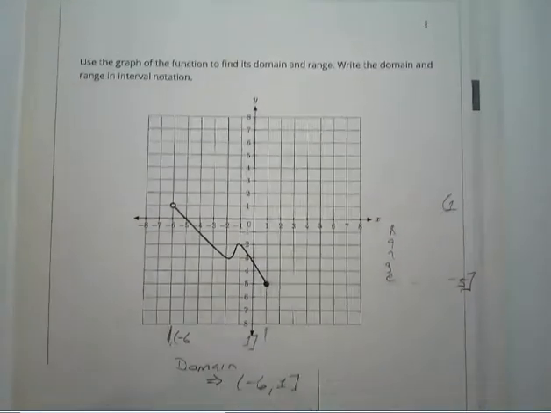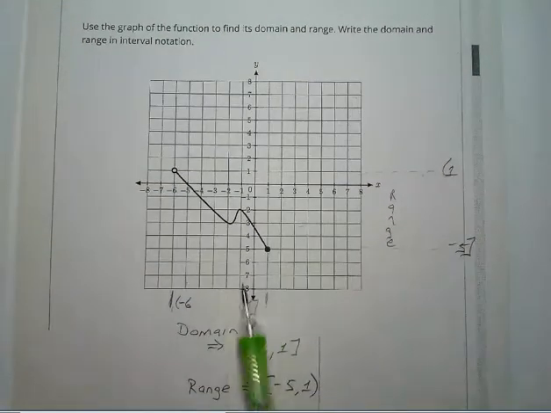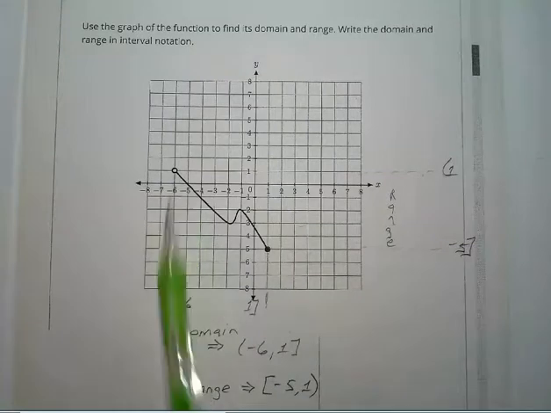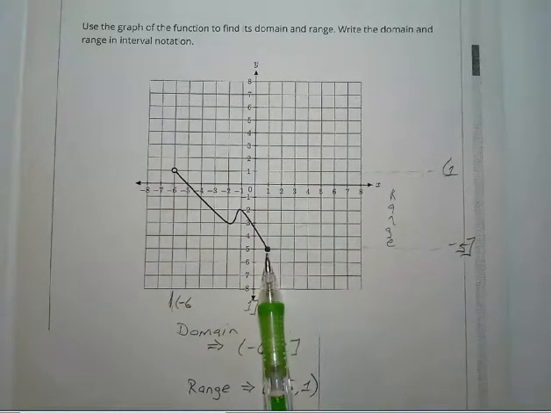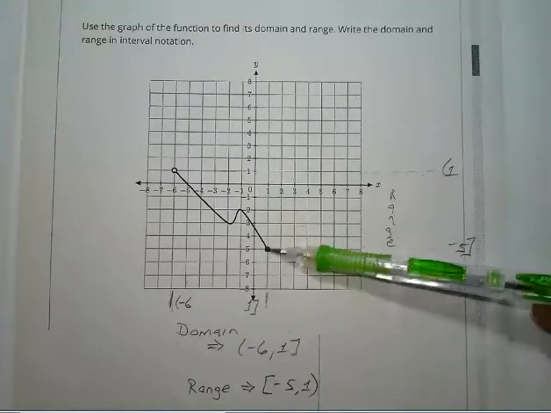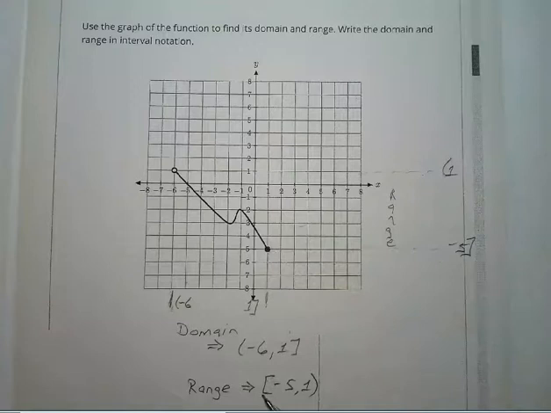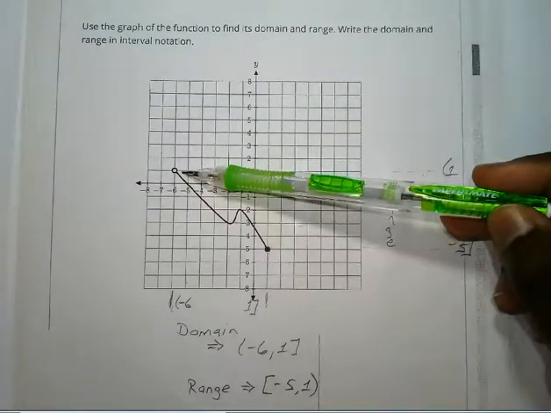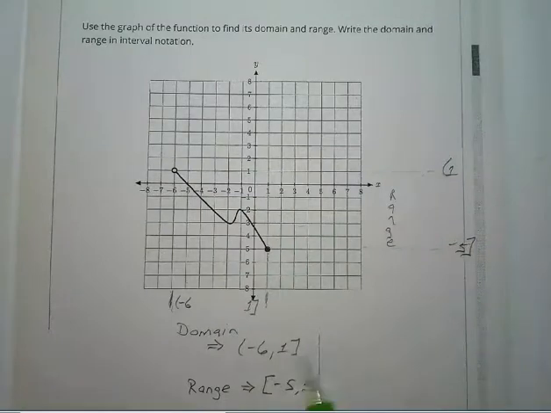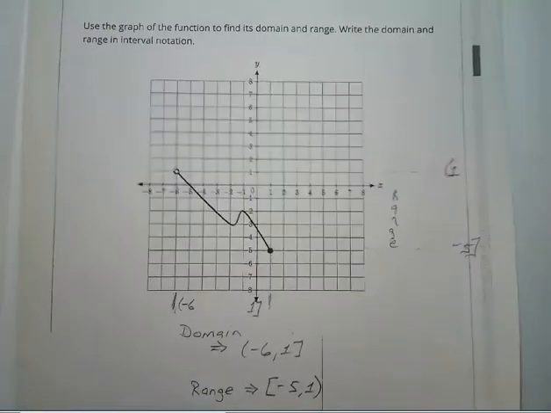So that means your domain goes from negative 6 with the parentheses all the way to positive 1 with the bracket. And your range goes from negative 5 with the bracket all the way up to positive 1 with the parentheses. So those brackets and parentheses are a big deal. Alright, so let's go ahead to our next graph.